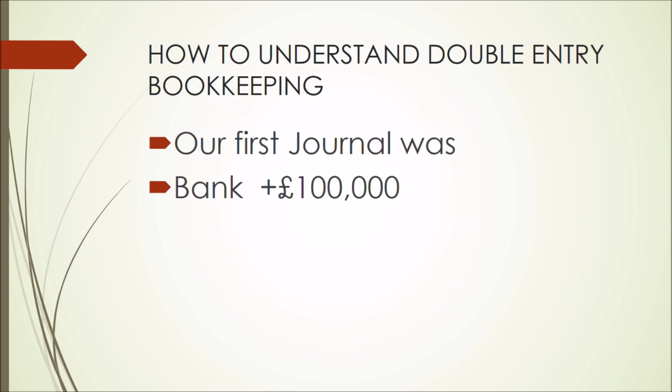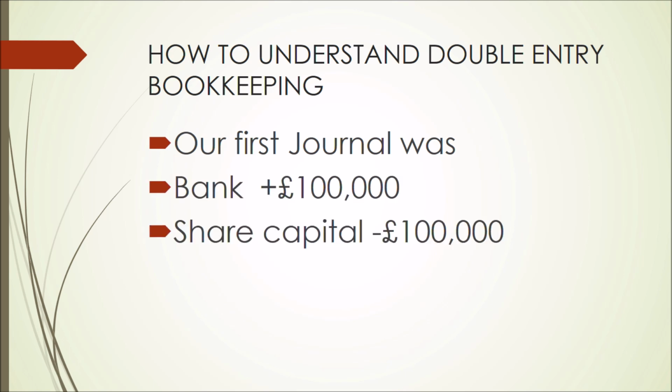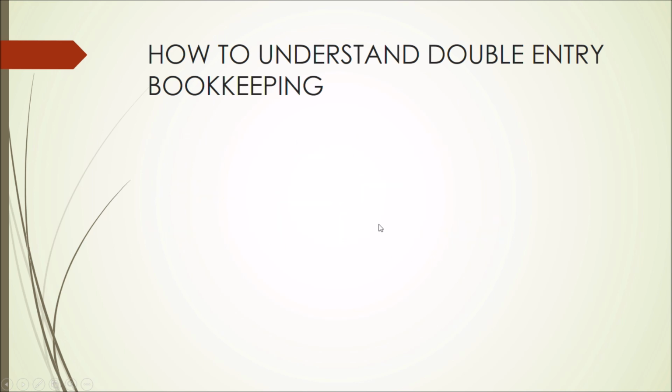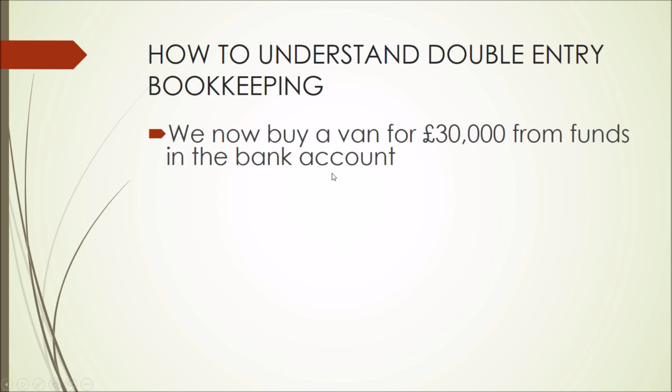So that was our first journal. Bank plus 100,000, share capital minus 100,000. And you can see how the fundamental accounting equation is already working. Our assets is equal to our liabilities to non-shareholders plus our liabilities to shareholders. We'll sort of get down to that one. We've got this little balance thing going on. Right, so let's now buy a van for £30,000 from funds from the bank account.